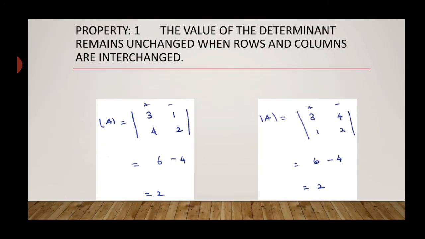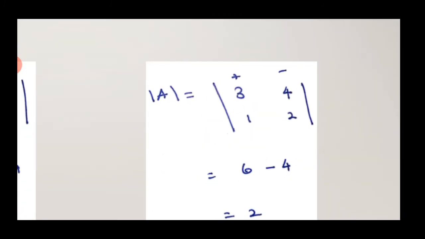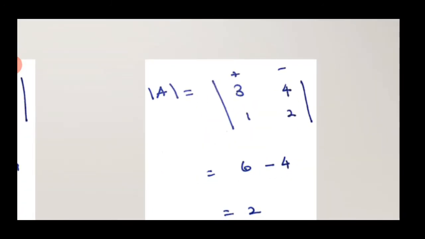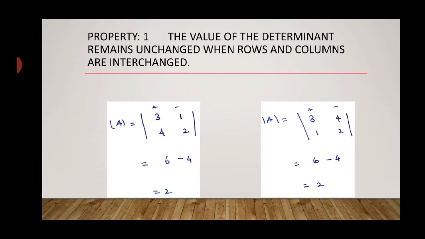So even though the values are interchanged, I'm sorry, so determinant of A equal to 3 4 1 2, so plus 3 with 2 6, then minus 4 with 1 4, so we got 6 minus 4, 2. So even though the transpose is done, the value of the determinant is not changed. So that's what they say, the value of determinant remains unchanged when the rows and columns are interchanged.